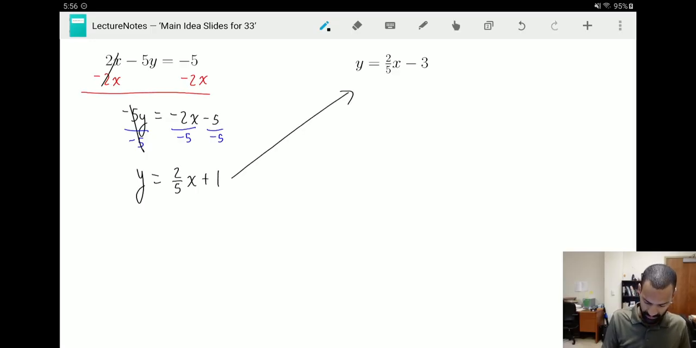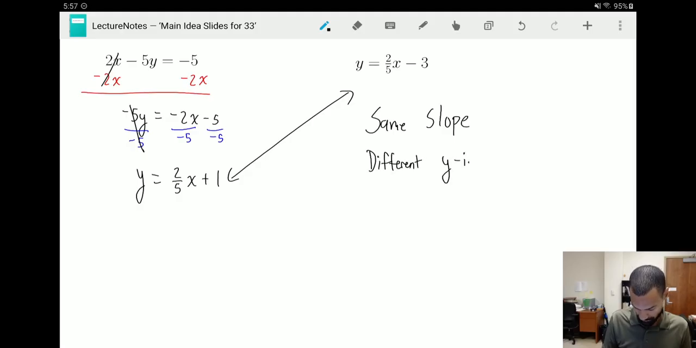Compare that to this one. Okay, maybe you're seeing it right there, right? The number attached to the x is the slope. They have the same slope, but their y-intercepts are different. So what does that mean, right? Well, kind of think about what that's saying. The steepness, right, the slope is the same, but their starting point, the y-intercept, is different. Okay, can we visualize what's going on there?